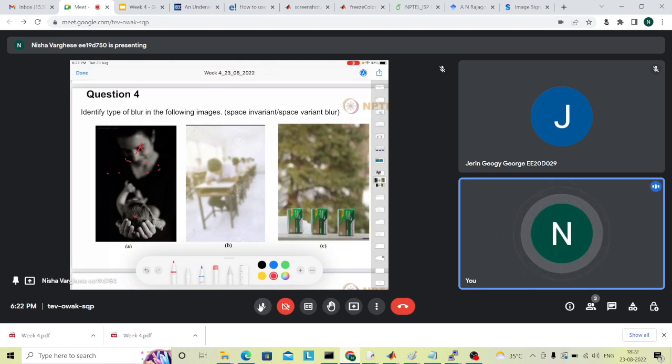The next one, we can't see any difference in the blur inside the image, so it is a space invariant blur. And the third one has more blur at the back side and no blur at the front side, so it is also a space variant blur.